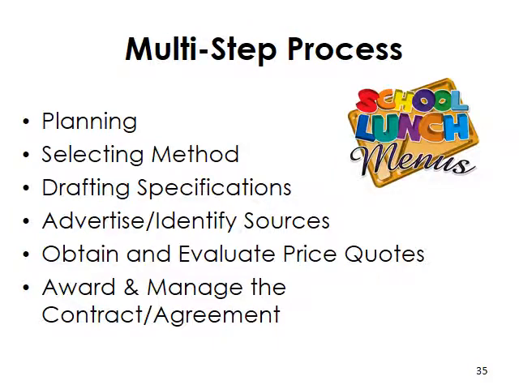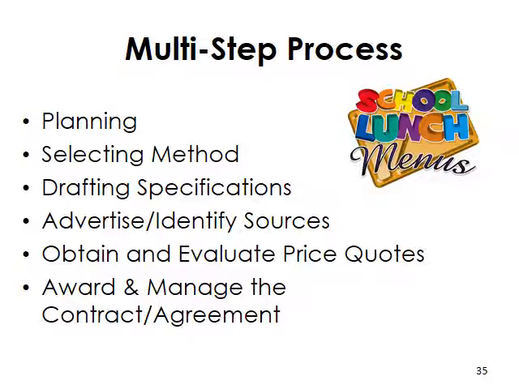So let's review the multi-step process. Planning can be done by looking at items like prior year's menus, inventory, storage capacity, etc. You can request purchasing history from your vendors, which may be helpful to determine your purchasing needs for the year. After you know what you're going to need, the next step is to select the right procurement method. Then, writing specifications, informing vendors of your intent to buy. This allows you to make sure you get the products you requested.